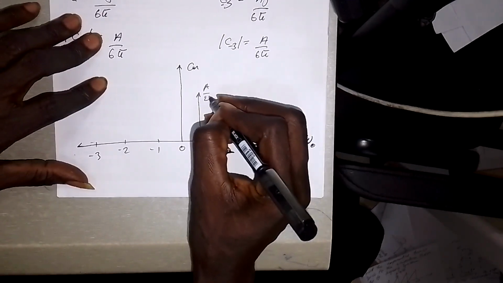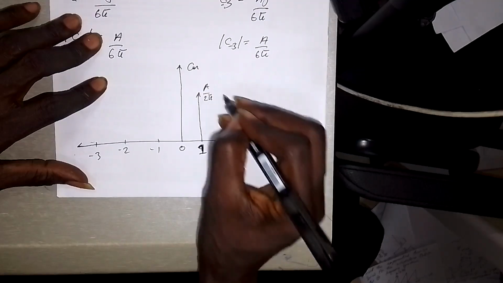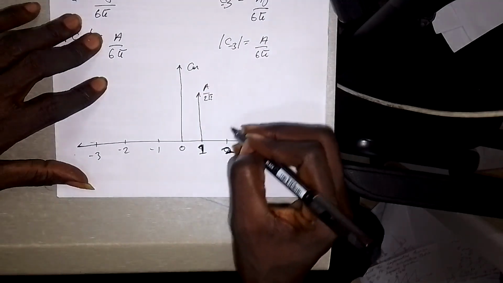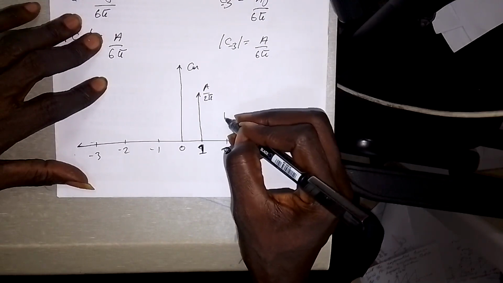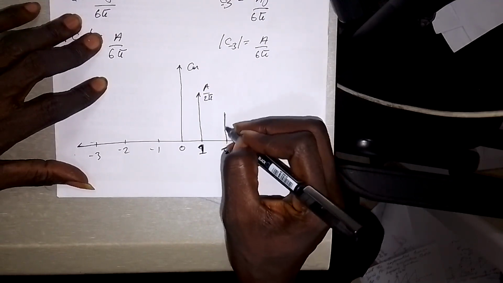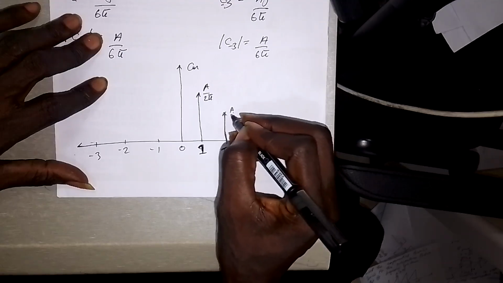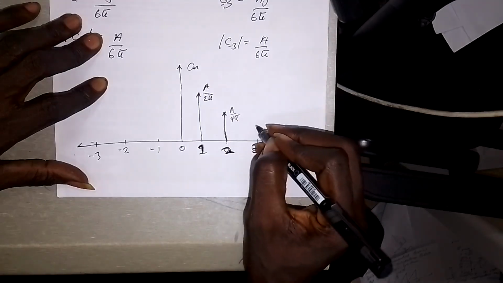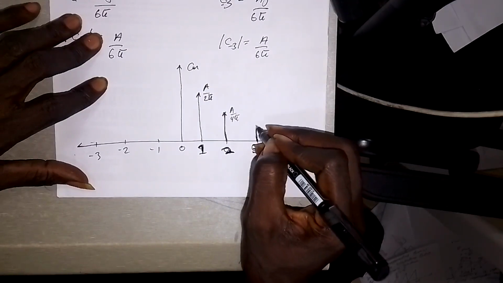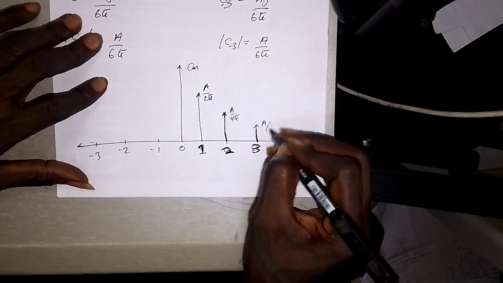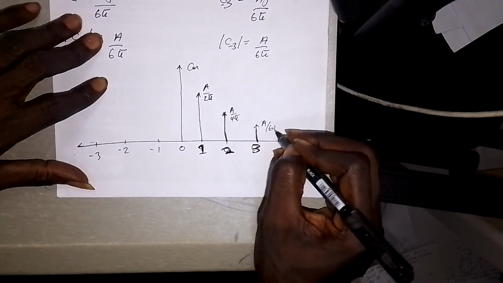So I'll just write A over 2 pi. And then here I got A over 4 pi. See that A over 2 pi is longer than A over 4 pi. And here it's even shorter, because A over 6 pi is shorter than A over 4 pi.